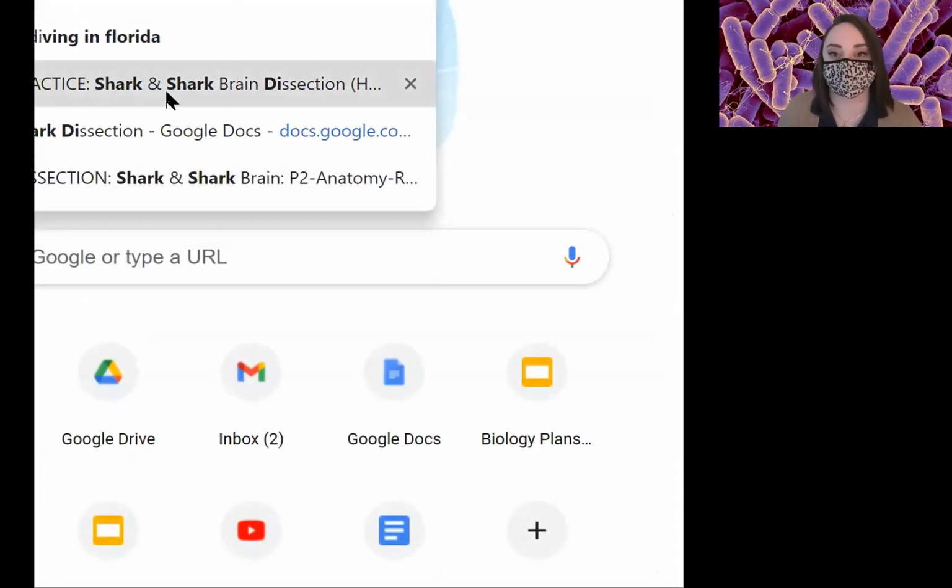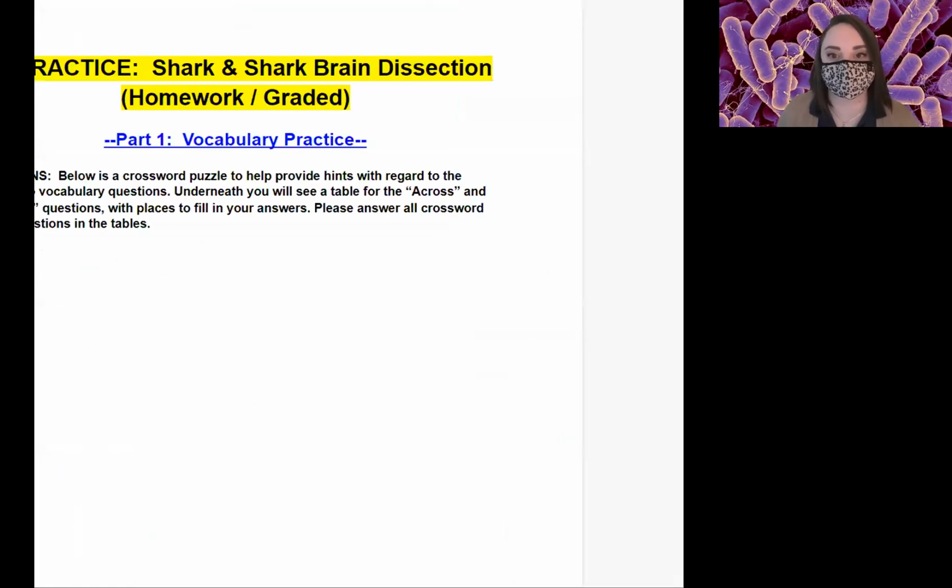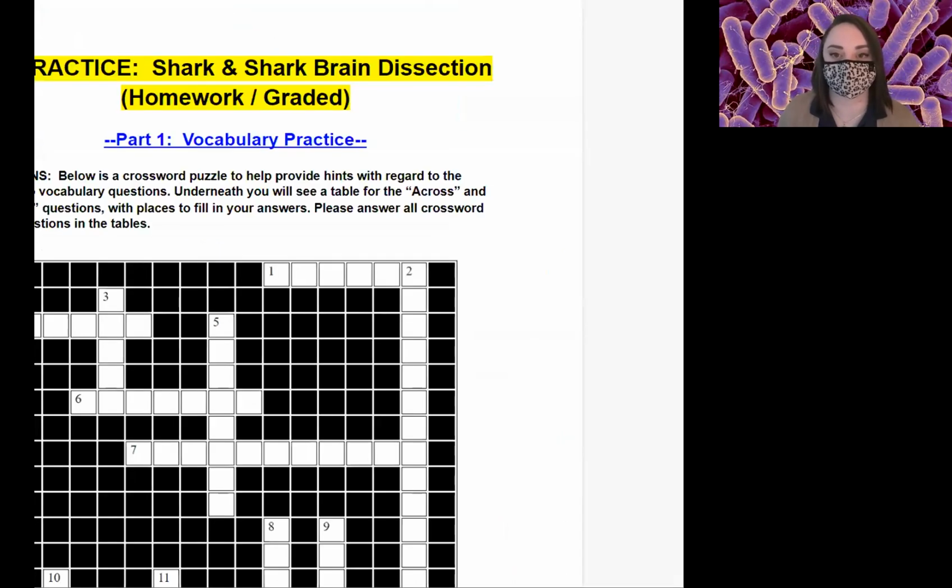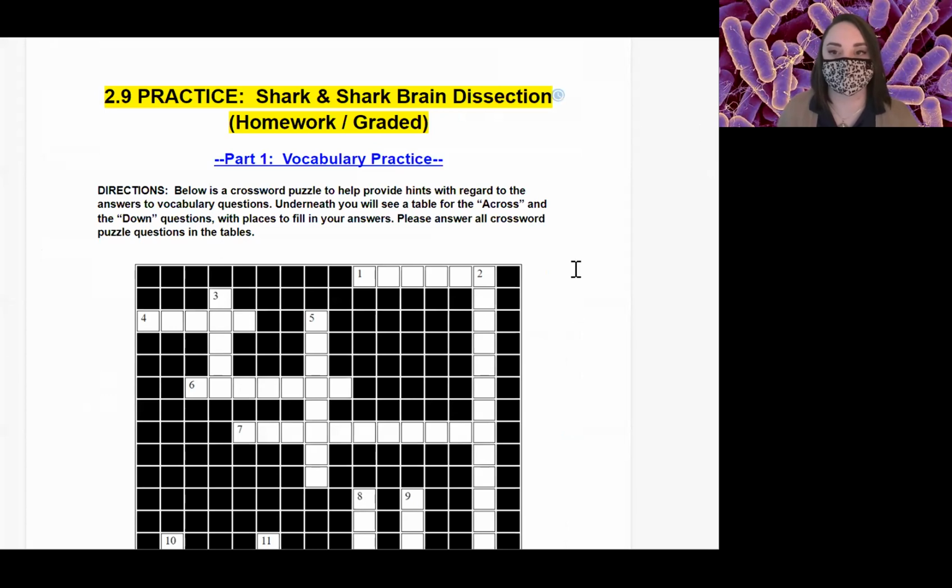So we're actually going to go over our practice assignments. So let's start by going over our shark and shark brain dissection homework. Now, anytime we go over something, if you need to access it in order to go over and check your answers, everything we do in here is a Google assignment. So if you just go to your Google Drive and search for the title of the assignment, it will come up and then you can open it and make any corrections or ask any questions, okay?